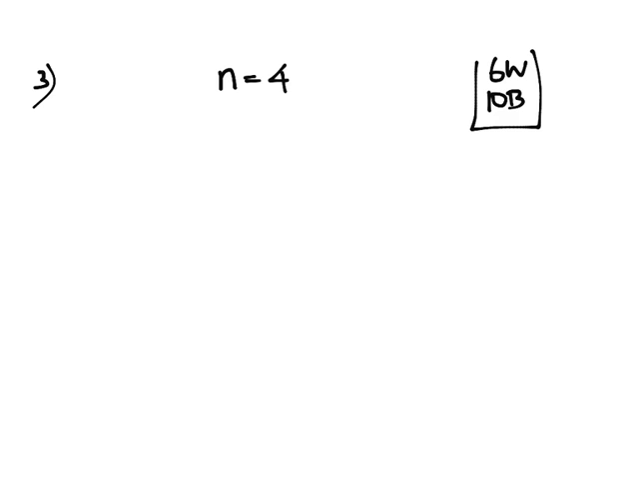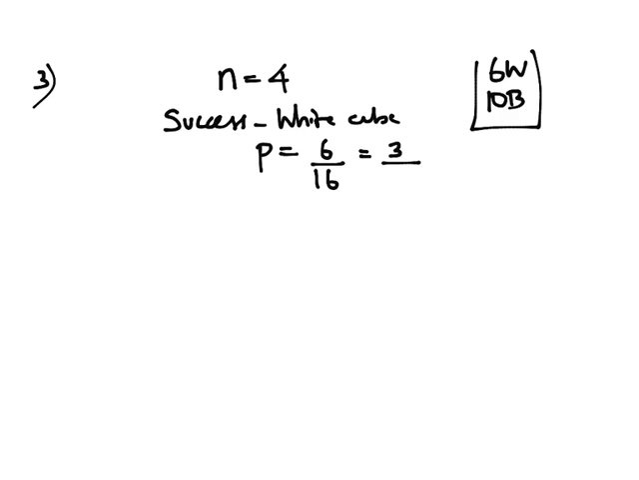I'm going to take success as getting a white cube, not a black cube. Then the probability of success will be 6 upon 16, isn't it? There are totally 16 cubes. So the probability of success, that is probability of getting a white cube, is 6 upon 16, which is nothing but 3 upon 8. That means the probability of failure, not getting a white cube, will be 1 minus 3 by 8, which is 5 by 8.